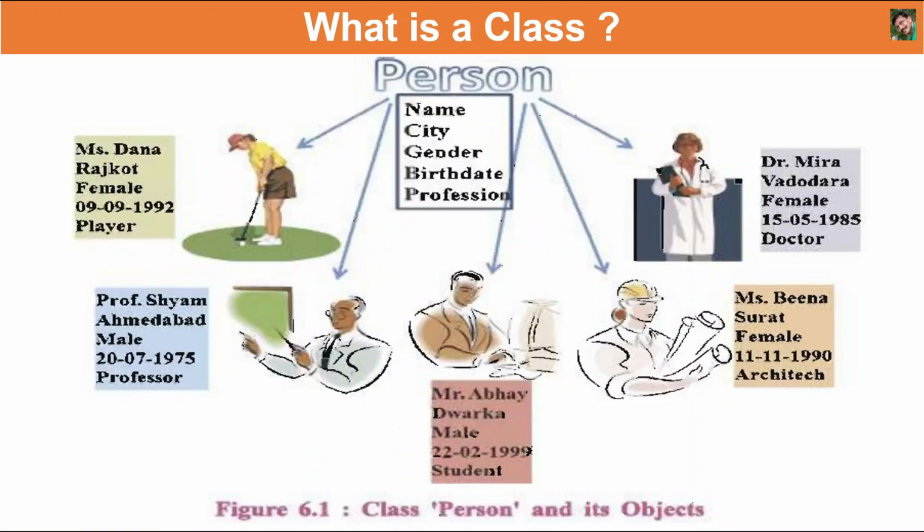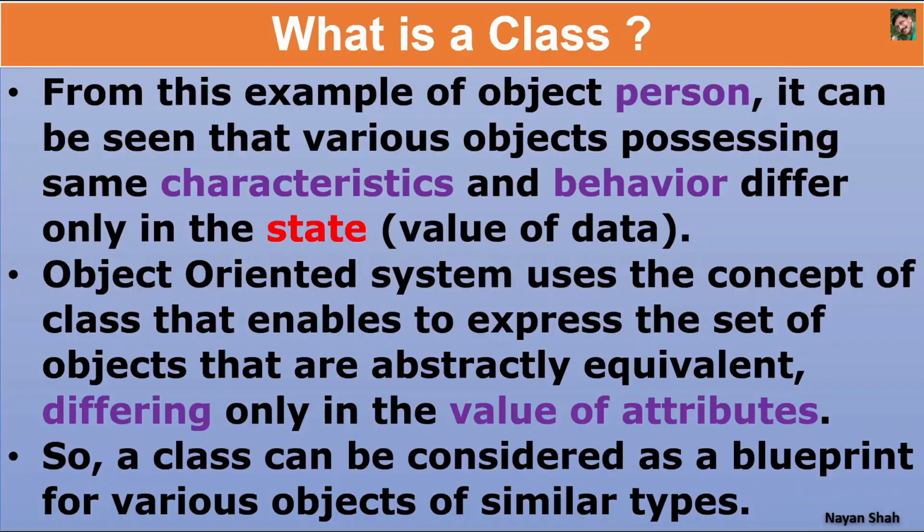They just differ in the values of the attribute: the birth date of the first object is 9992, the second object is 2775, the third object's birth date is 22/2/99, the fourth is 11/11/90, and the fifth has 15/5/85. So as you can see, they differ only in the values of the attributes. So a class can be considered as a blueprint for various objects of similar type.